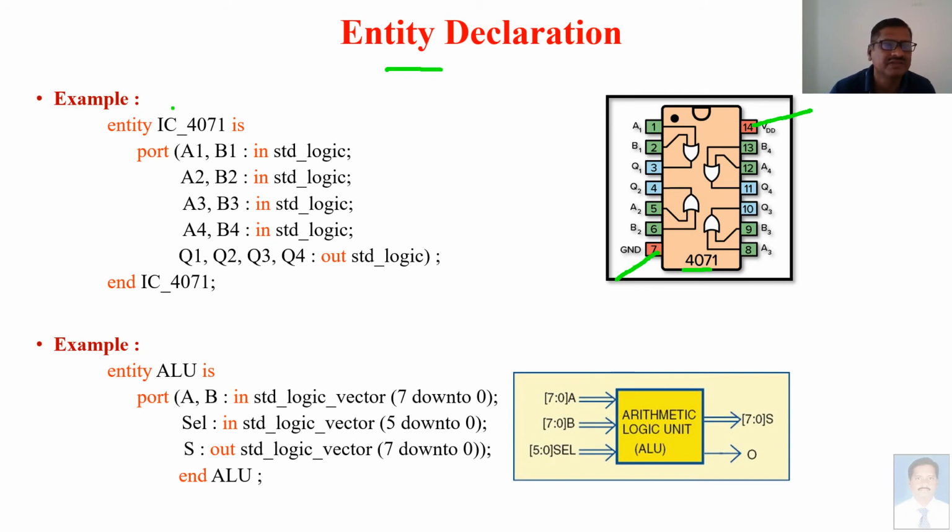And here this entity must include only the inputs. How is it? This A1, B1, these are the inputs. Then A2, B2, these are the inputs. Then A3, B3, these are the inputs. And A4 and B4, these are the inputs. We can define all inputs in a single line, or we can show it in this way also. This is A1, B1. These are the two identifiers. A2, B2. A3, B3, A4, B4.